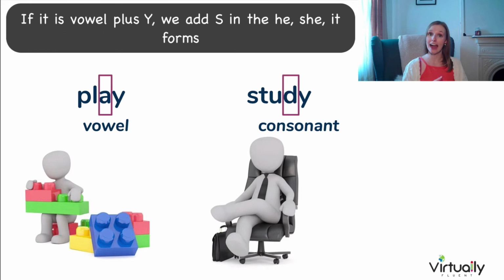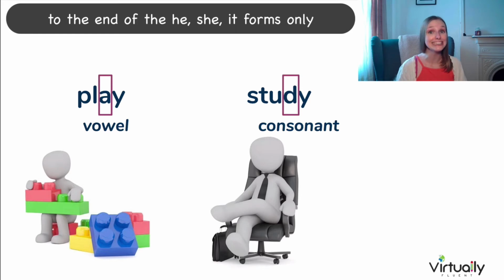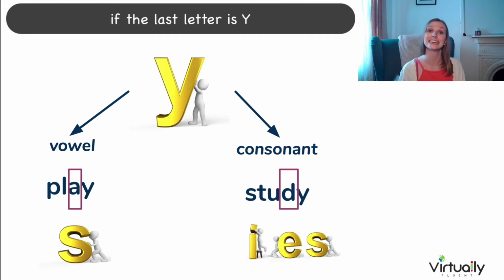If it is vowel plus Y, we add S in the he, she, it forms. If it is consonant plus Y, then we eliminate Y and add IES to the end of the he, she, it forms only. And this is why it's a little bit more difficult if the last letter is Y.